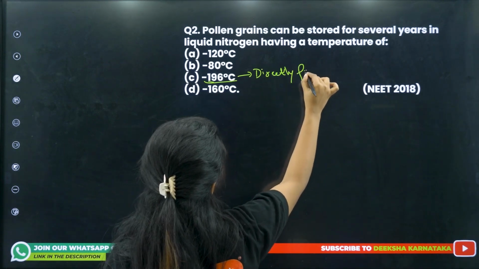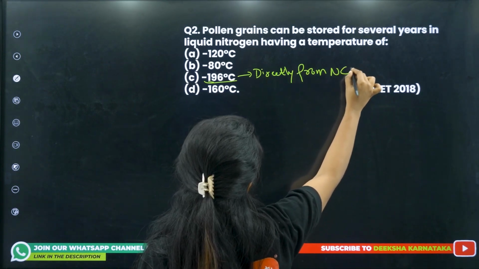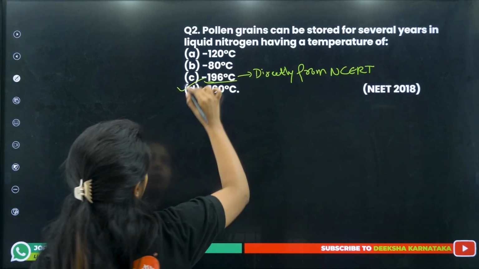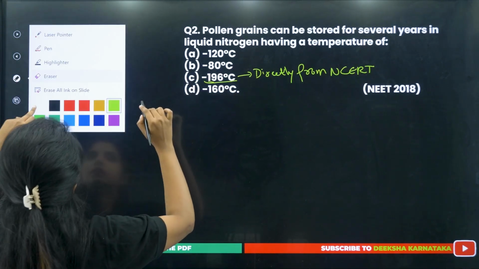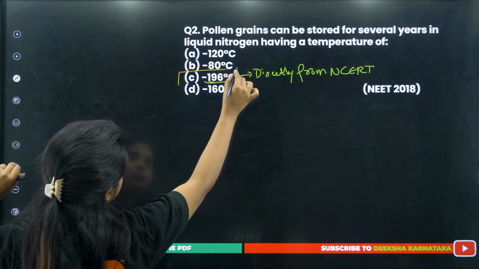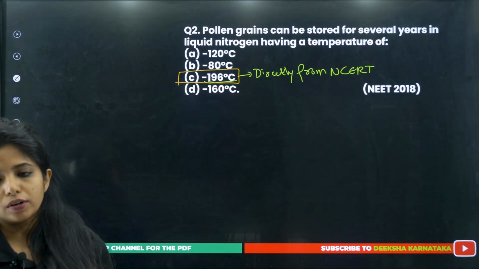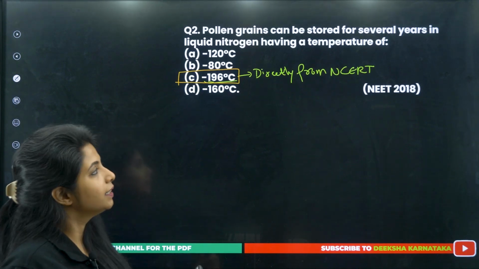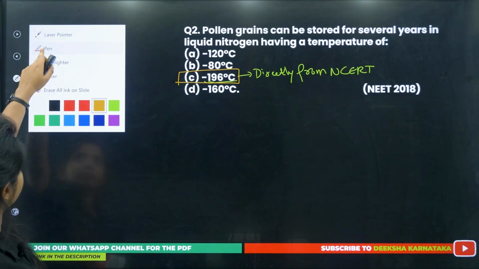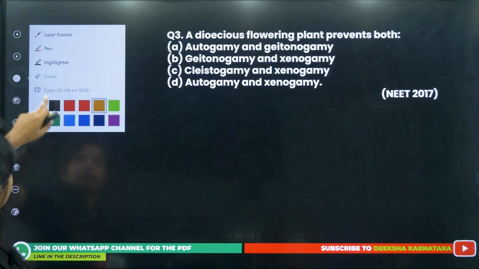Directly from NCERT. It is minus... oh, the tick has gone down, wait. Instead of putting a tick, I should be putting this, right? This will be easier for you to understand. Minus 196 degrees Celsius. Okay? Chalo, tell me who all got it correct, and then we will move ahead to the next question that we have.